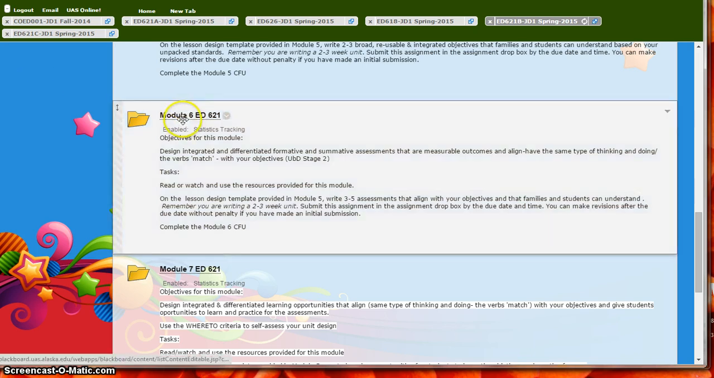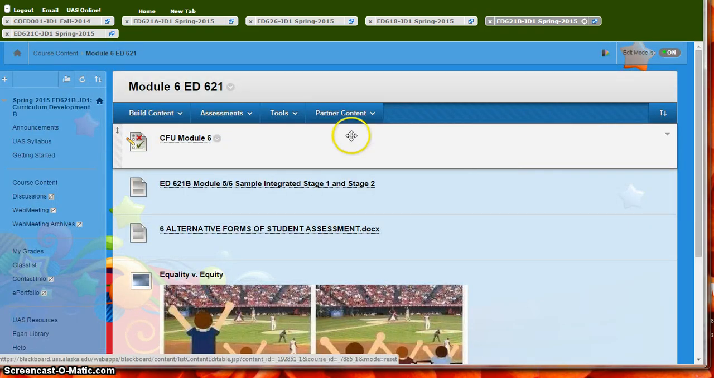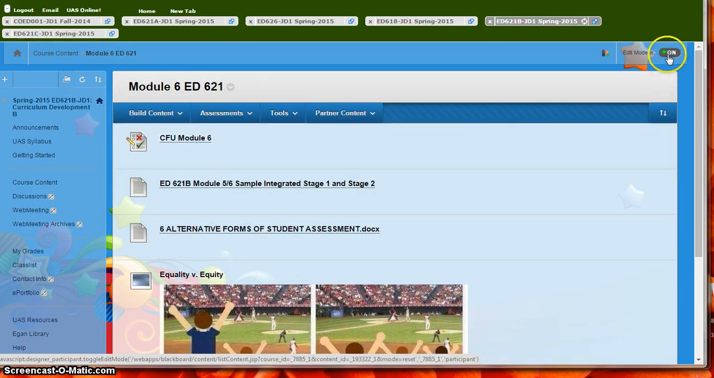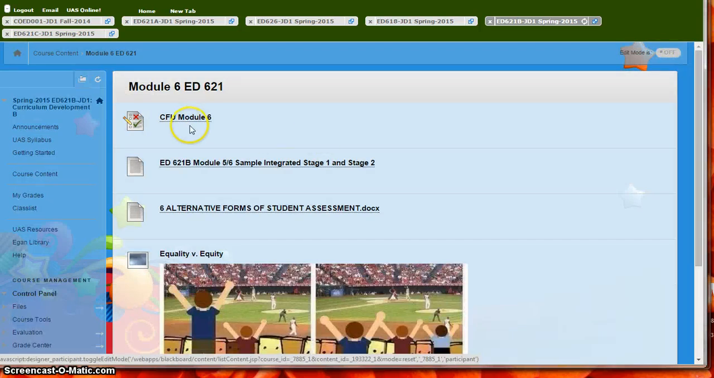So let's go ahead and look and see what we have in Module 6. Again, we have the checking for understanding that I hope you will always use. We have some direct instruction. I'm going to talk about right now what that new assessment is going to look like. Here you have some ideas. Many of you are new to teaching and lesson design, so this document, 6 Alternative Forms of Student Assessment, is exactly that. It's some ideas about ways to assess students.